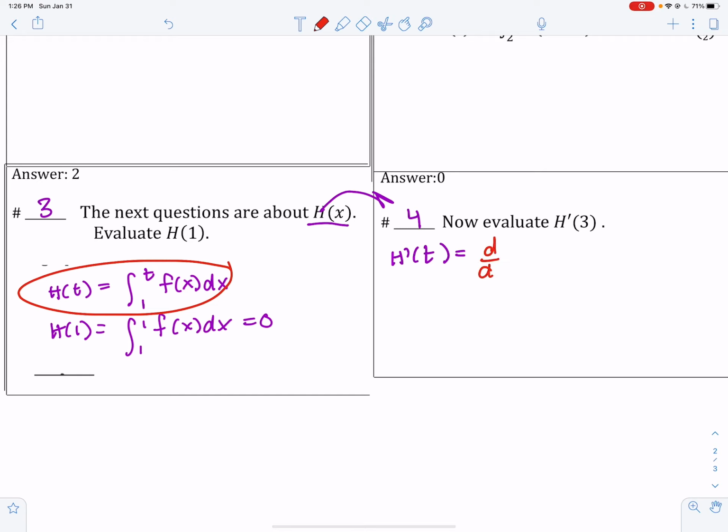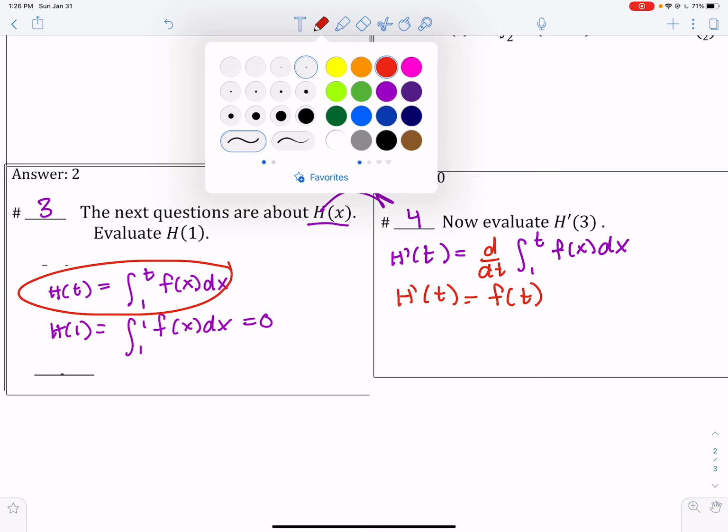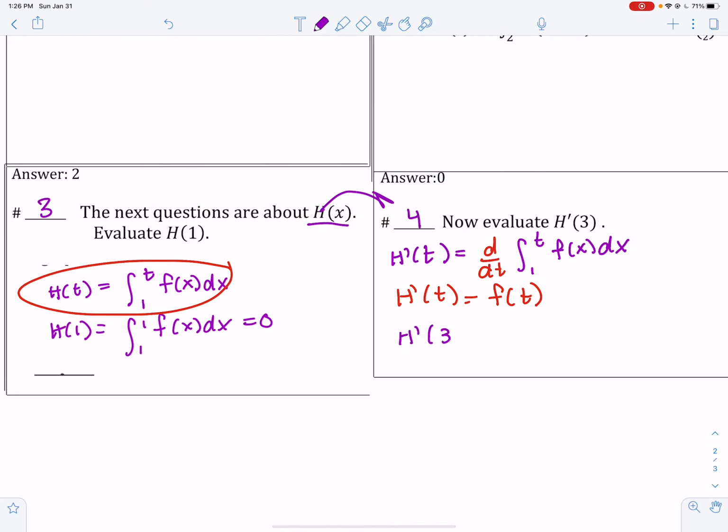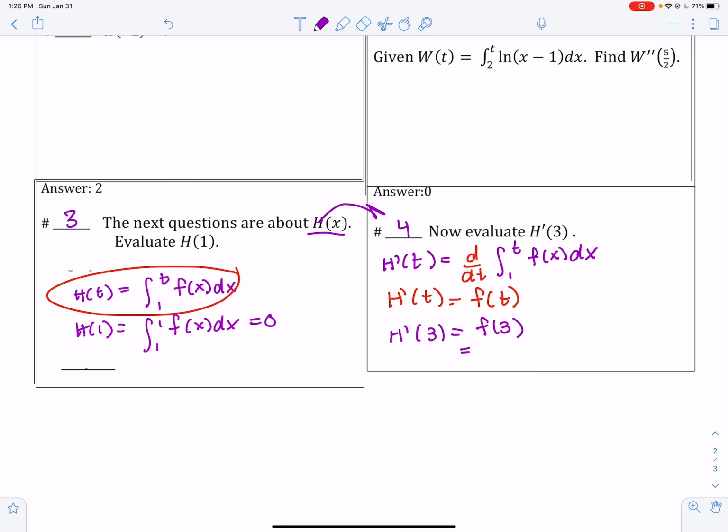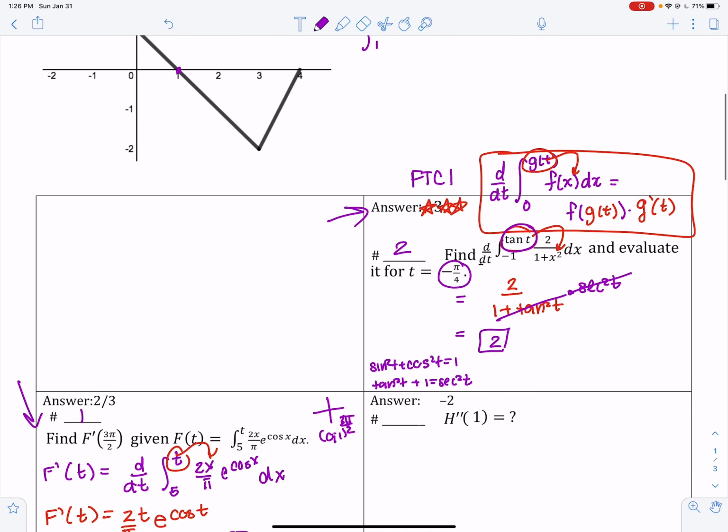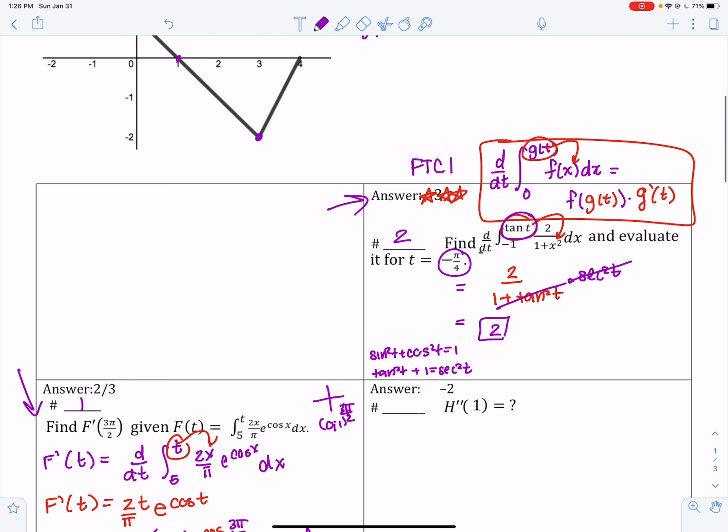So if I want the derivative with respect to t of that function there, the integral from 1 to t of f of x, well, that's FTC part 1. The derivative and the integral, you have to plug in the variable. That means that h prime of t, the derivative of h, is equal to just the function there. So what is h prime of 3? That's f of 3. And if you look at the picture, what is the y value there of f? F of 3 is negative 2.